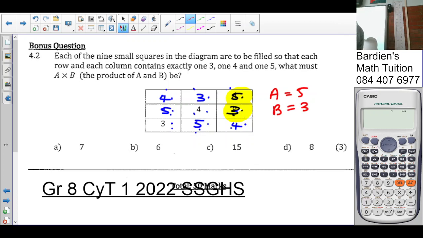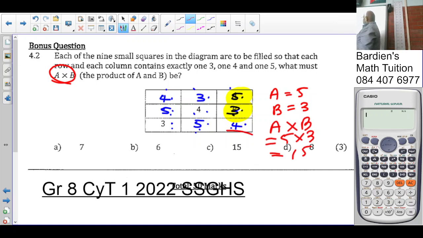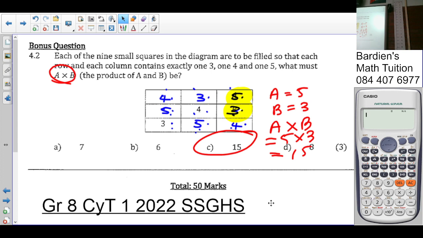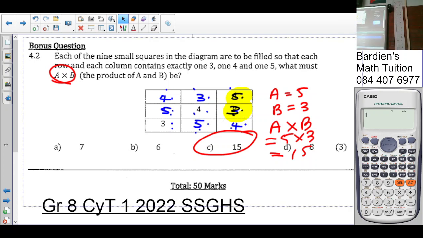But what are they asking you? A times B. So A times B is going to be 5 times 3, and 5 times 3 is 15. The answer is C. Alright, you guys understand? It's fairly easy, no? Who found this test to be very easy? Okay, you see how easy high school is? But I'd say at this point we'll stop the video here. Is there anything else I need to mark? Yeah, I'll just stop here quickly.